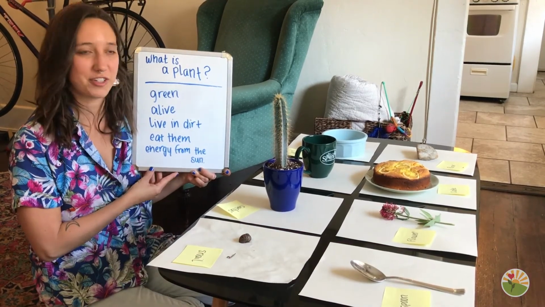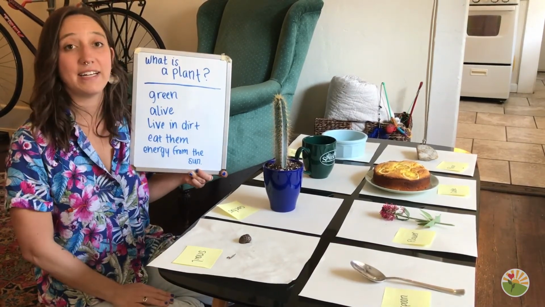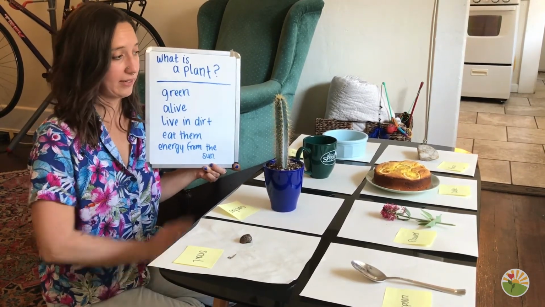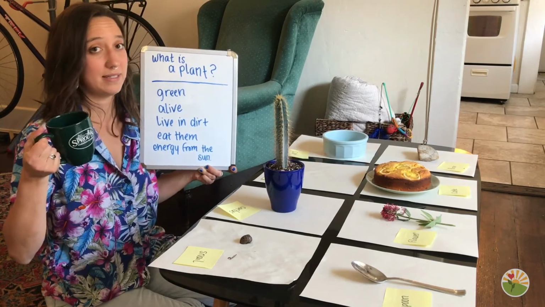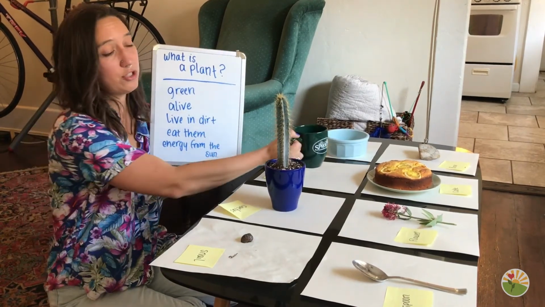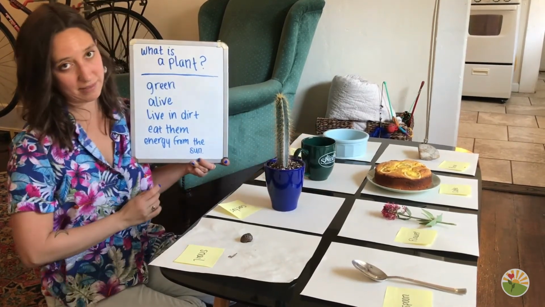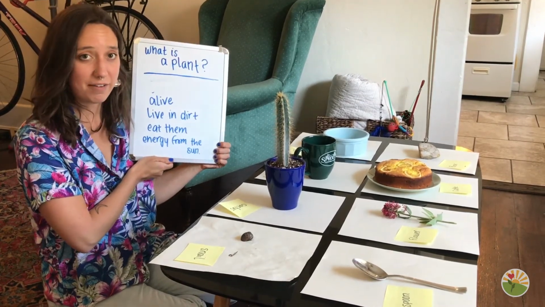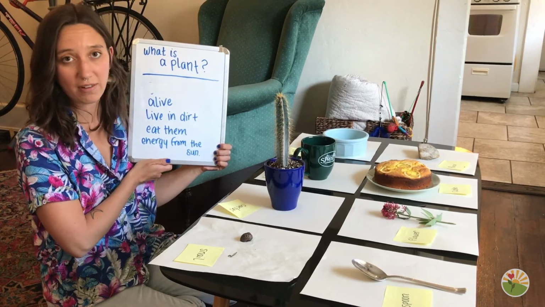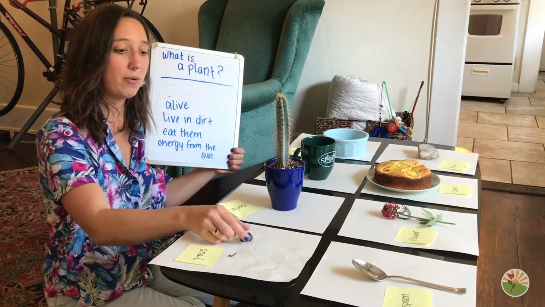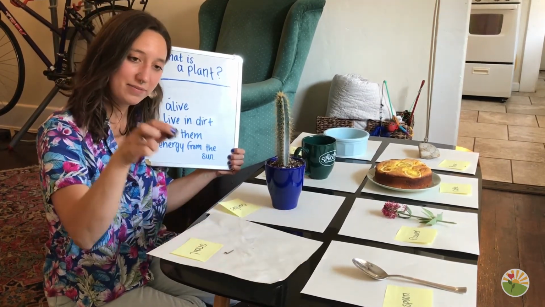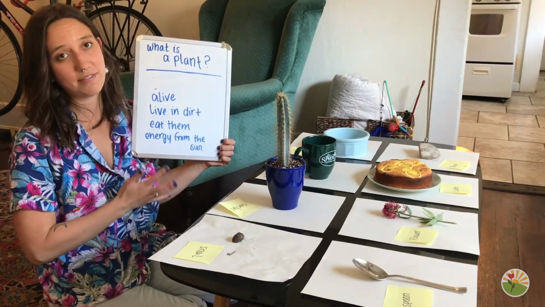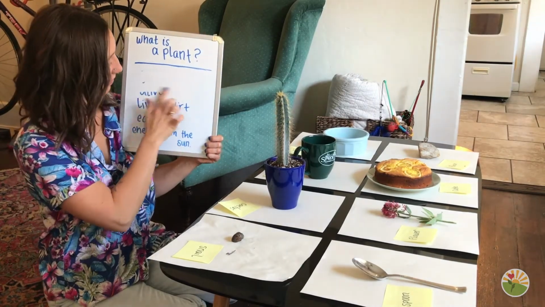Okay, so we're gonna go first with the first word up here, and that is green. So yes, plants are green, but so is this coffee mug. So just because it's green does not mean that it is a plant. The next word on the list is alive. So yes, plants are alive, but so is the snail, and so is the cat. So just because it's alive does not mean it is a plant.